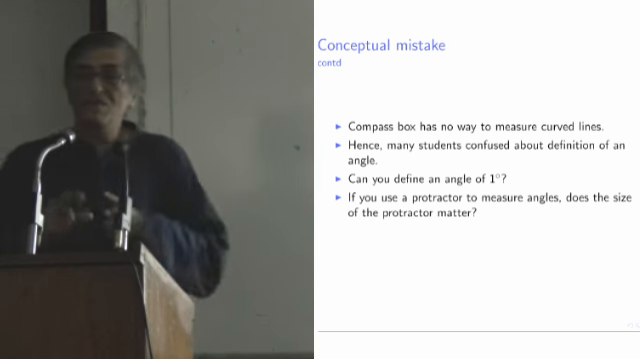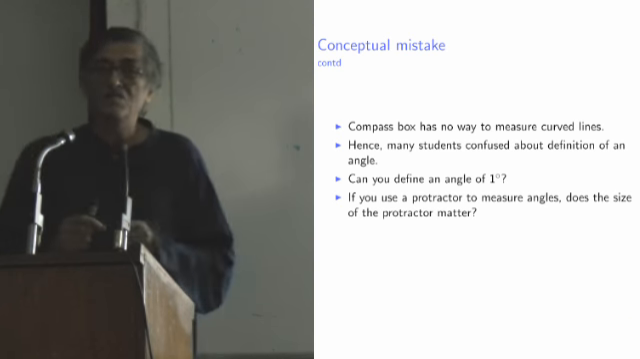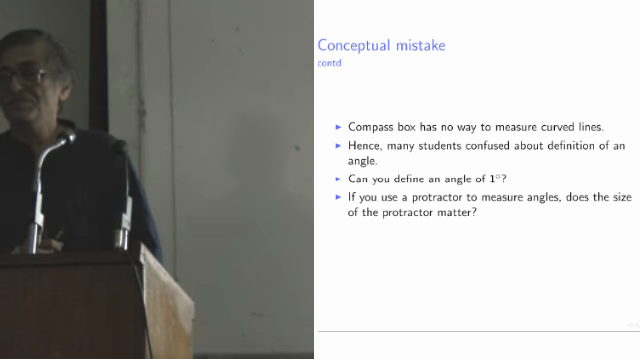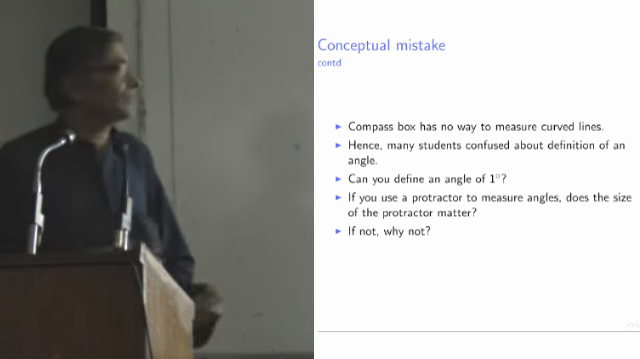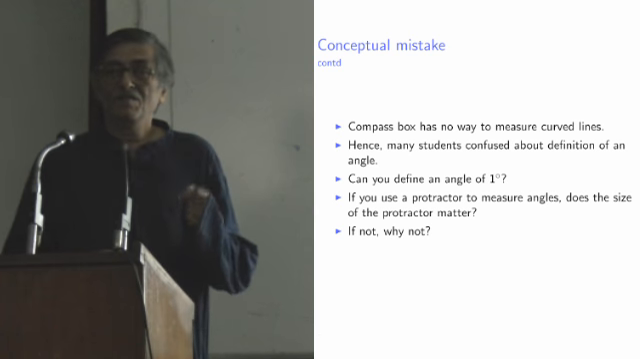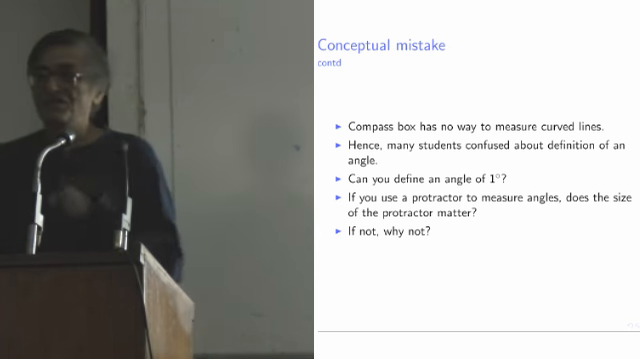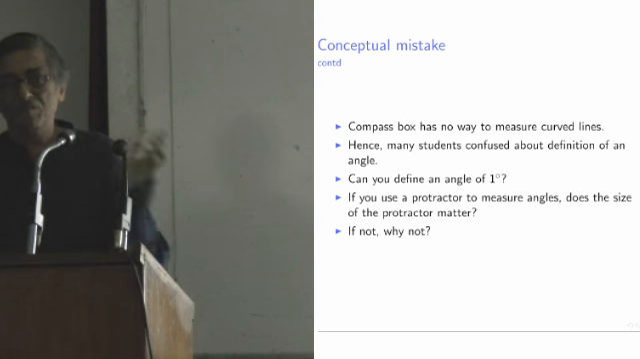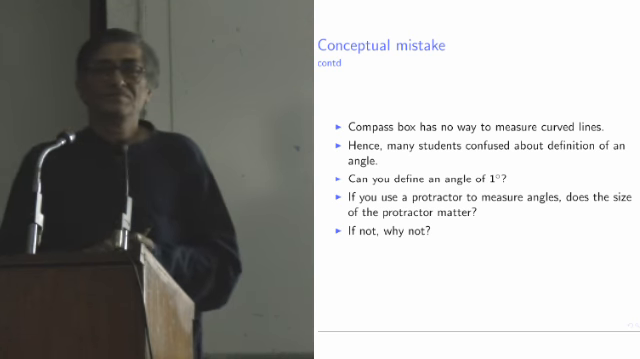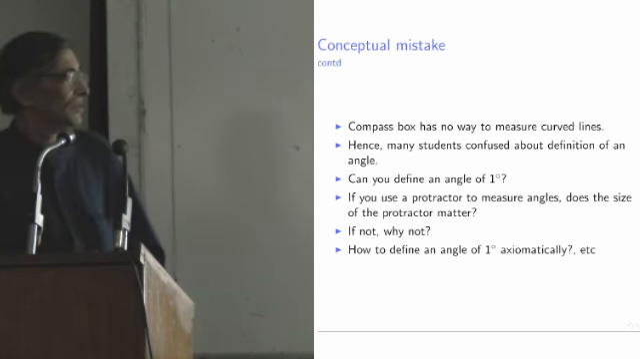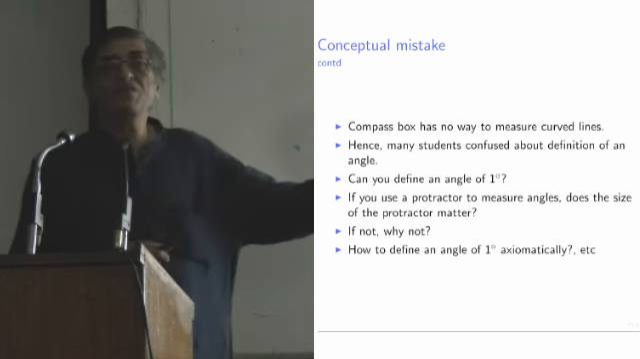Measure it with a protractor, but supposing I change the size of the protractor, will my angle measure change? If it won't change, why not? Because you are using a property of the circle in an essential way just to define the notion of an angle. Most people are confused about it. So, can you define it axiomatically?